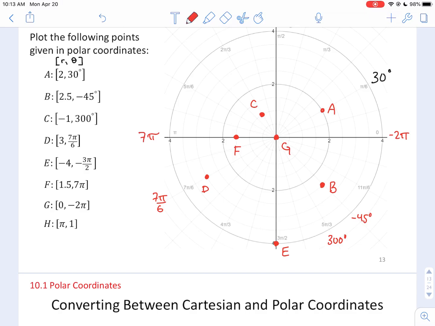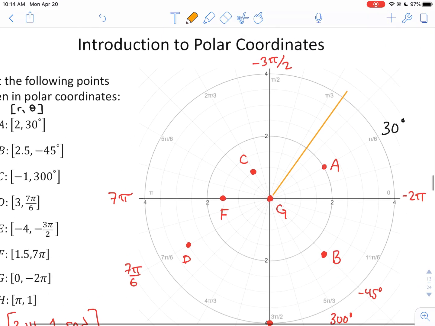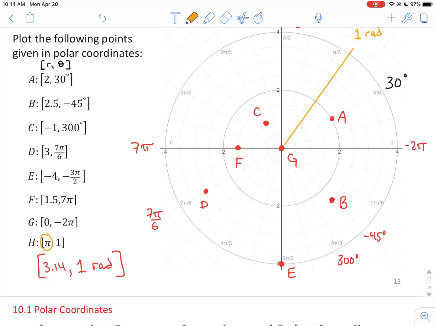All right, so you have to be careful here. We still interpret the first coordinate as r and the second coordinate as theta. So just because you see a pi here, don't think that that means that should be the theta and that should be the r. So we're going to go about 3.14 units along a trajectory of 1 radian. So we have to remember what 1 radian is. When we do a conversion of radians back into degrees, 1 radian was a little bit less than 60 degrees. Somewhere along this trajectory is 1 radian, and then we go a distance of pi in that direction. 3.14 is somewhere a little bit after 3, and this would be point H.